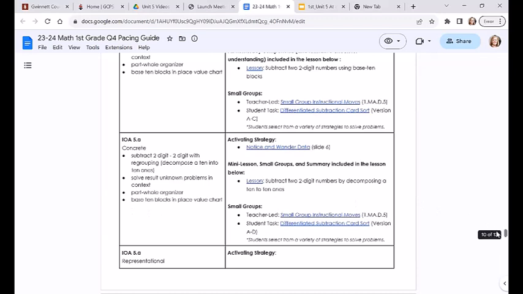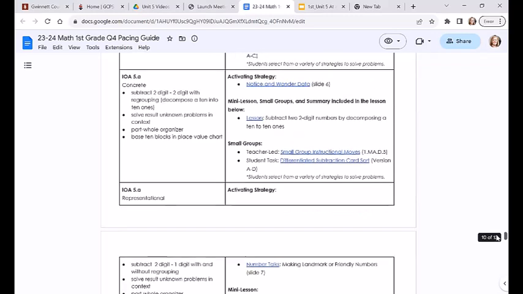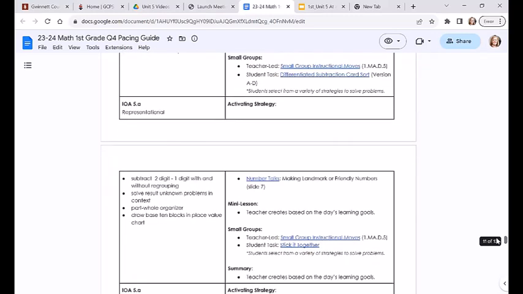So very similar to what we did with addition. Lots of concrete practice before we get into those representational strategies. So we have 2-digit minus 1-digit, and they're going to draw those base 10 blocks. And here we're sticking with and without regrouping, because we've already done with and without regrouping concretely.